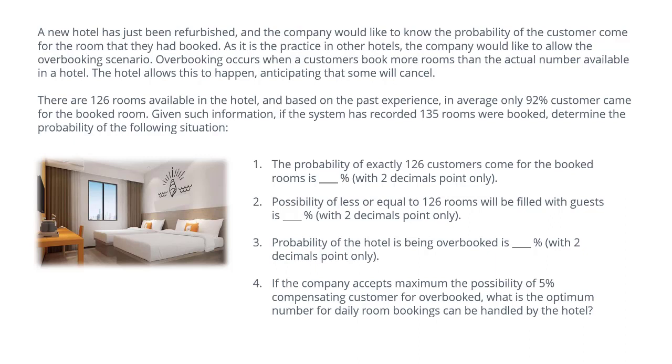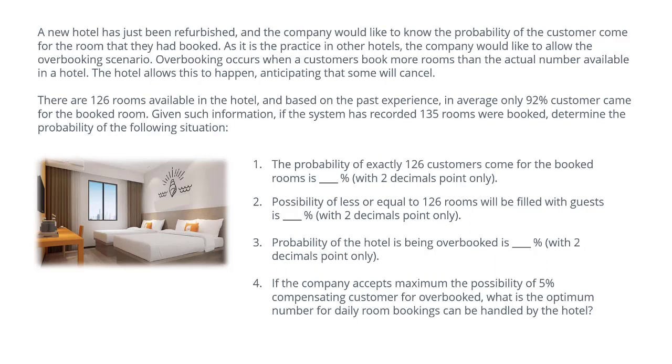The company would also like to allow an overbooking scenario. Overbooking essentially occurs when customers book more rooms than the actual number available in the hotel. The hotel allows this to happen, anticipating that some guests will cancel last minute or not turn up. There are 126 rooms in this hotel, and based on past experience, the average customer turn-up for the rooms that they have booked is only 92%.